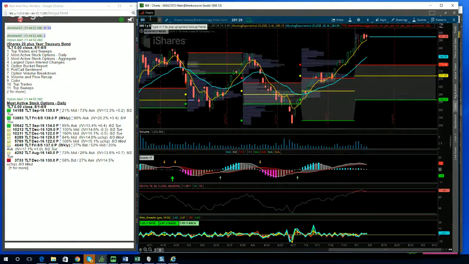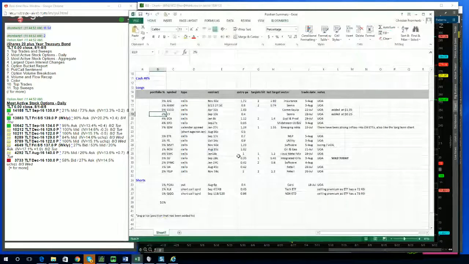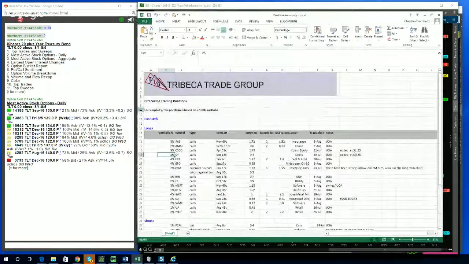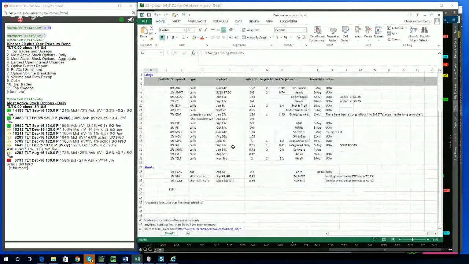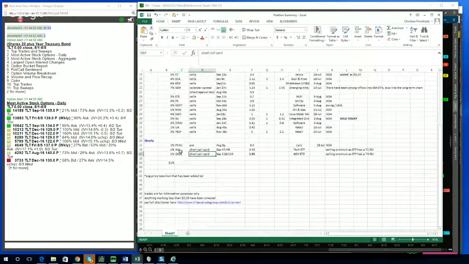So you can be long these names. Here are my swing trading positions. Like I said, I am long Applied Materials. I'm also long Cisco going out to April of next year. I'm long Microsoft. And I'm also long NVIDIA.